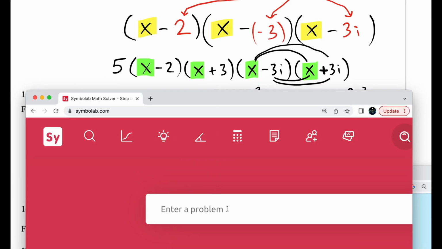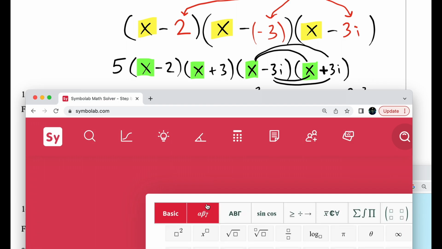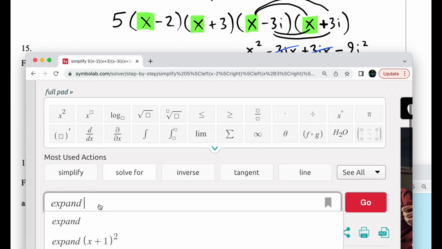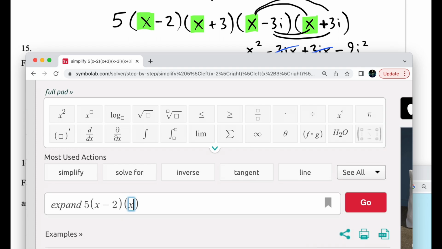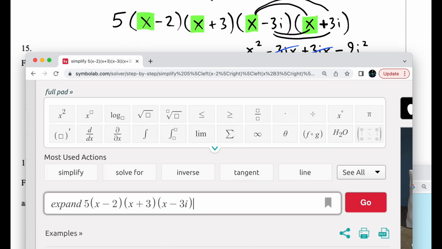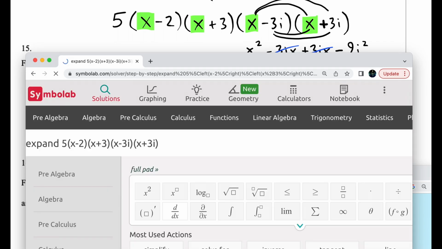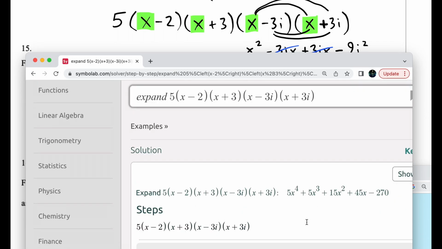Okay, now in order to check my work, I could go to symbolab.com. I'm going to choose expand here from the menu. And there we go. As we can see, the leading coefficient is 5. We do have a fourth degree polynomial, and all our coefficients are real as well.